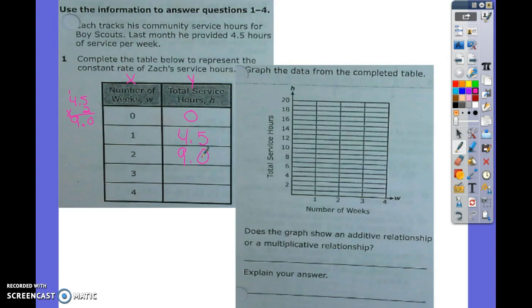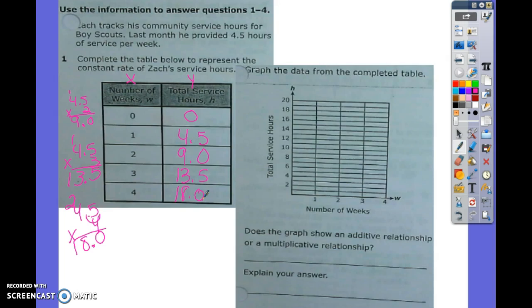After 3 weeks, if he works 4.5 hours per week for 3 weeks, you multiply by 3, and you will get 3 times 5 is 15, carry the 1. 3 times 4 is 12, plus 1 is 13, with 1 decimal place. So he will have 13.5 hours. And after 4 weeks of service, 4.5 hours per week for 4 weeks, multiplied by 4. 4 times 5 is 20. 4 times 4 is 16, plus 2 is 18. With 1 decimal place, he will have 18 hours of service.